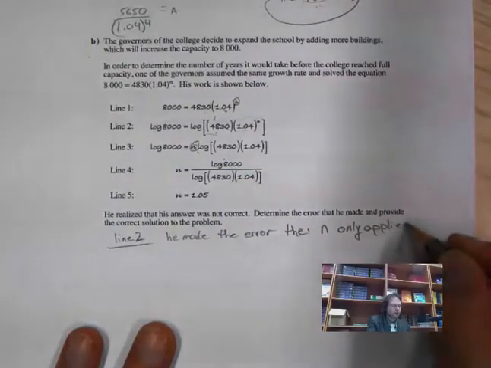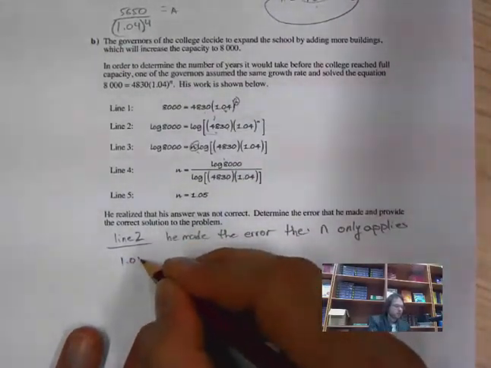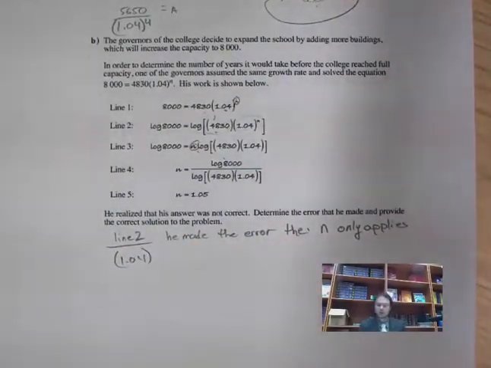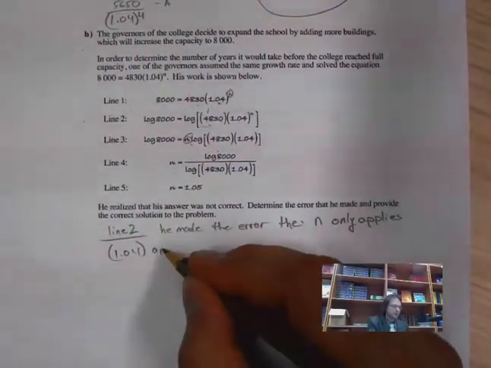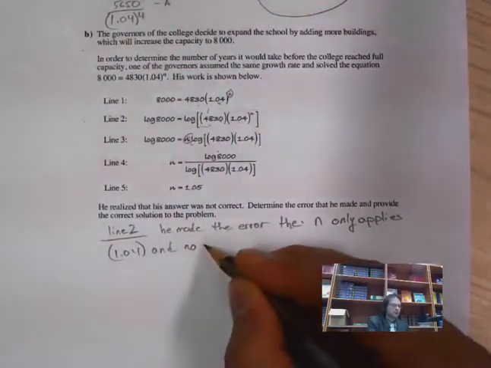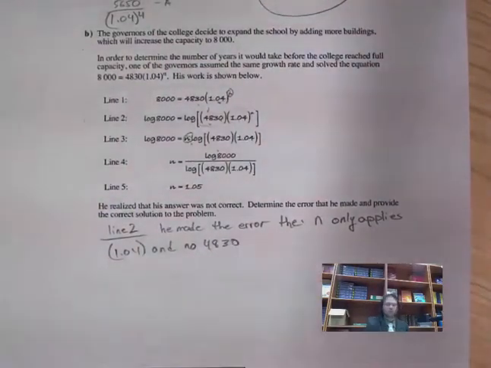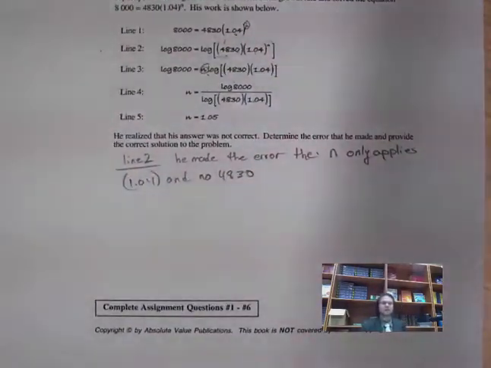So the n only applies to the 1.04, and it doesn't apply to the other one. Okay? Now, that is my problem, because the n only applies to the 1.04 and not the 4830. So now it says, let's try and solve this.